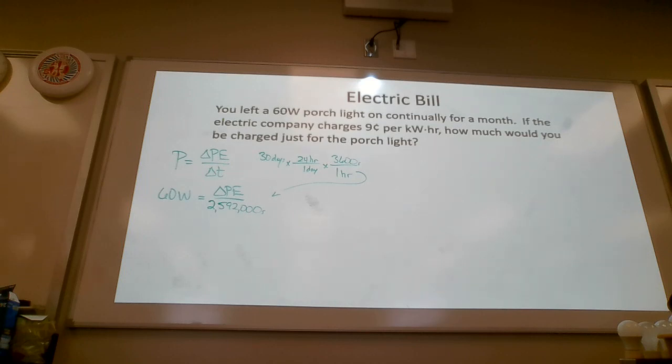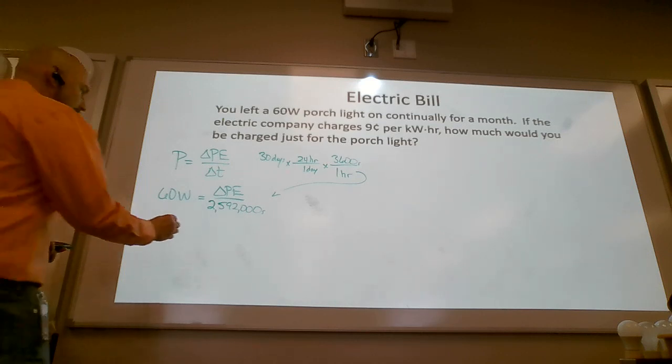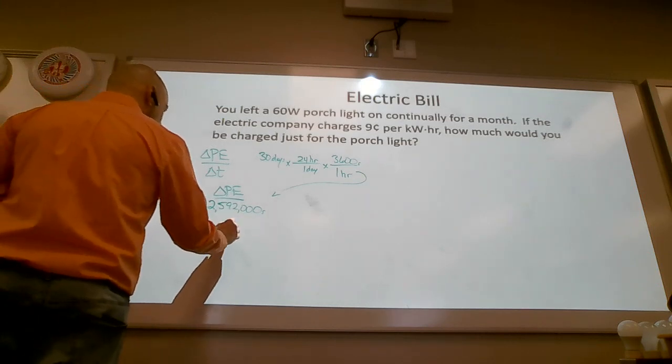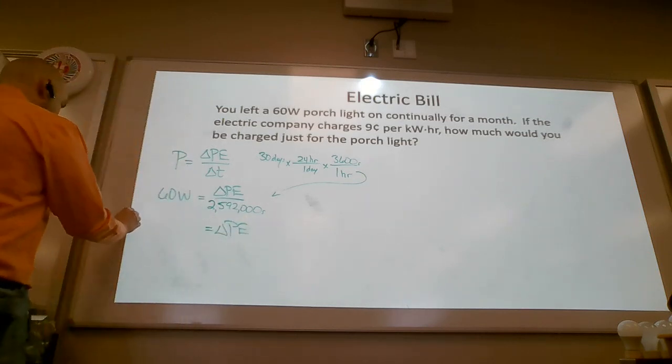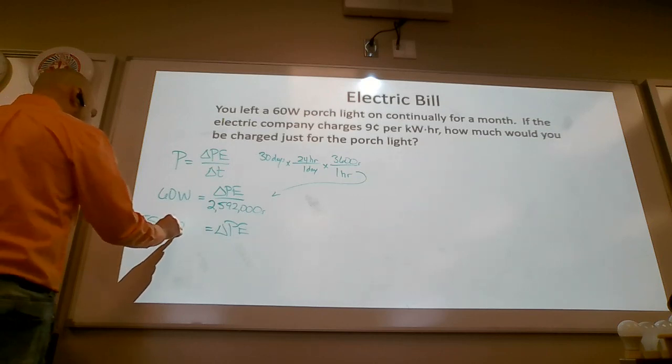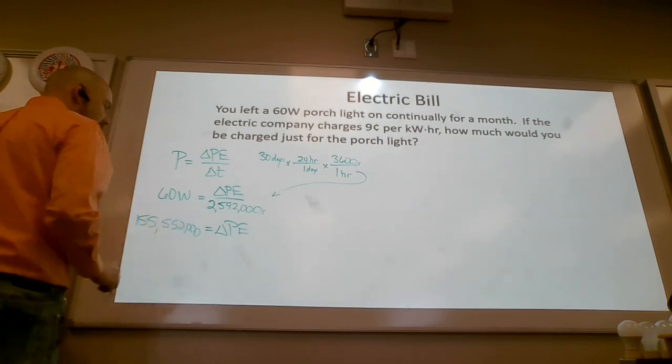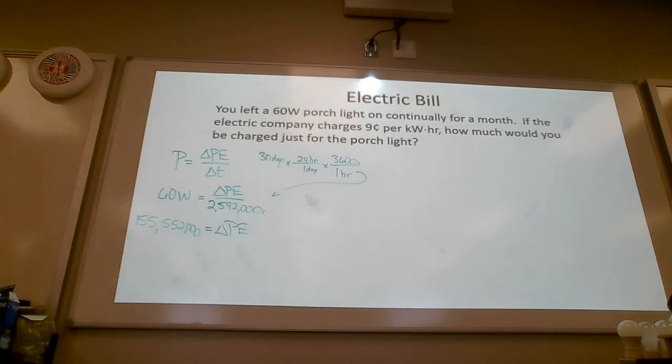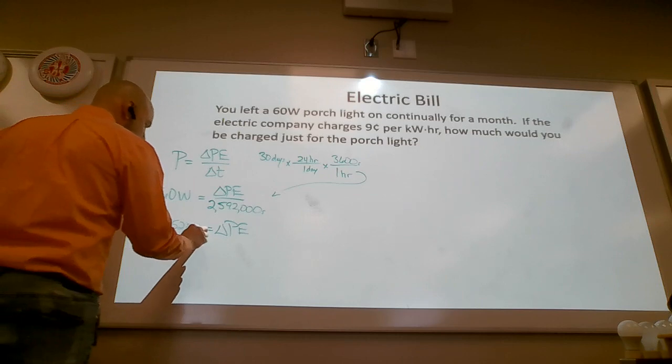Times 60. And we find that to be equal to 155,552,000. What's the unit on that? What did we just calculate? Joules. We calculated the energy. Joules.